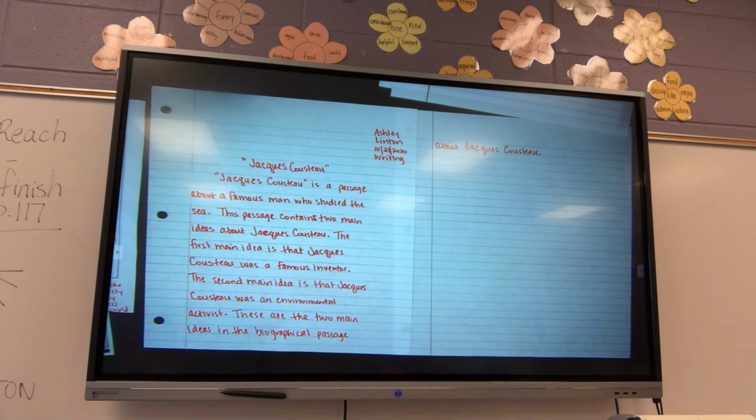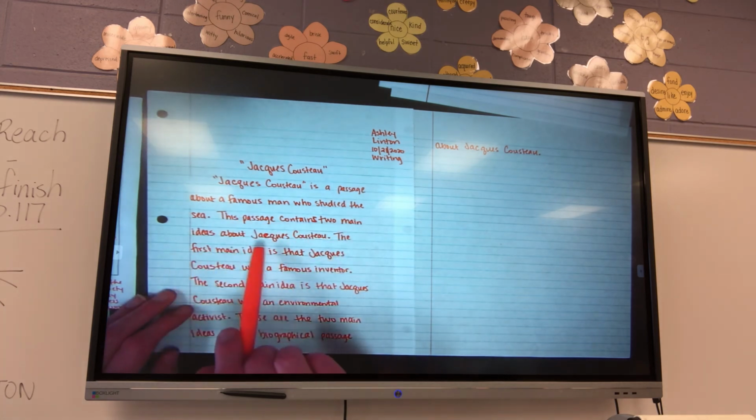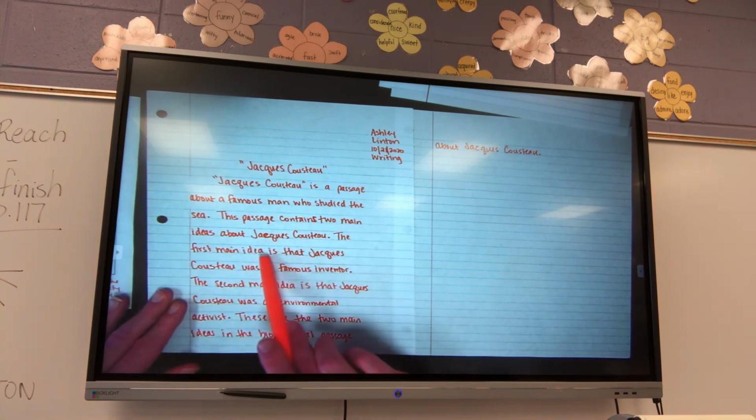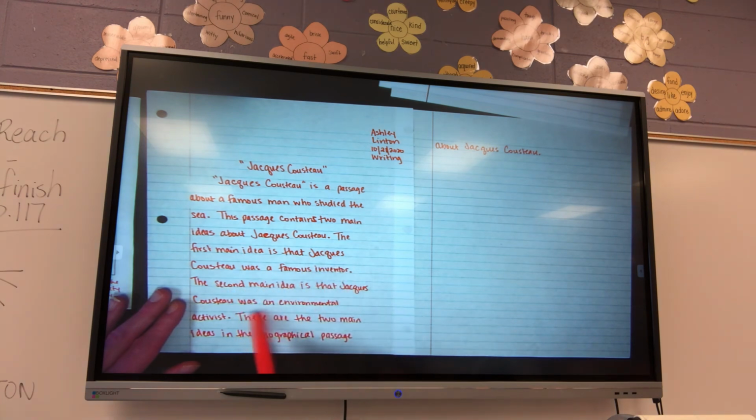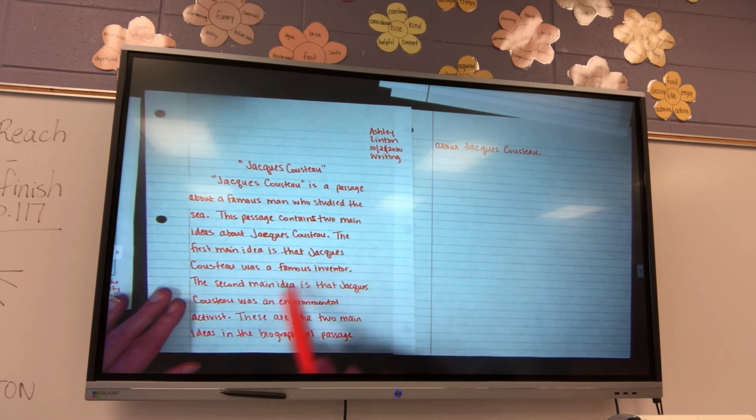Did I talk about the prompt? Because the main thing the prompt wanted me to do was to tell what the main idea of this passage is. So the main idea of this passage is that Jacques Cousteau was an inventor and Jacques Cousteau was an environmentalist. So I said the passage contains two main ideas about Jacques Cousteau. The first main idea, this is my answer, is that Jacques Cousteau was a famous inventor. The second main idea is that Jacques Cousteau was an environmental activist. Okay, so here I've restated and answered my prompt.